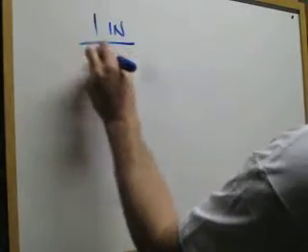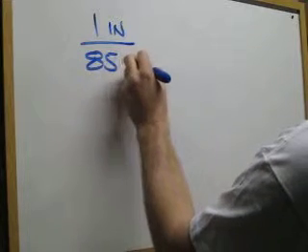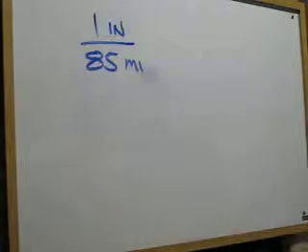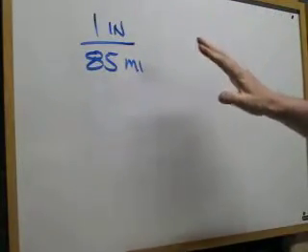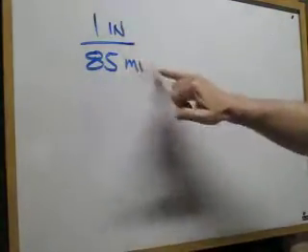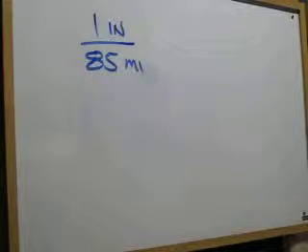Alright, example 4. The scale on the map indicates that 1 inch on the map corresponds to an actual distance of 85 miles. So 1 inch to 85 miles. Notice in the solution in the book, they have 85 miles over 1 inch. Just to let you know, it does not matter how you finagle your ratio. So I just put 1 inch to 85 miles. Doesn't matter.